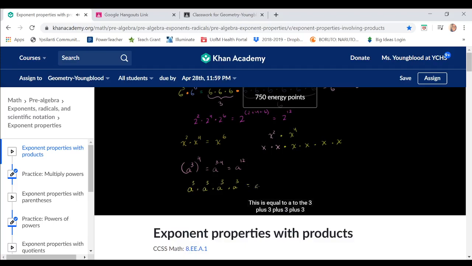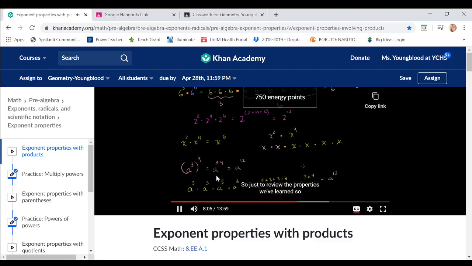This is equal to a to the 3 plus 3 plus 3 plus 3 power, which is the same thing as a to the 3 times 4 power, or a to the 12th power. So just to review the property, that's why that rule works. I'm actually going to stop the video right here. If you want to continue it, you can, but this is enough for us to do the assignment that I gave from this video.